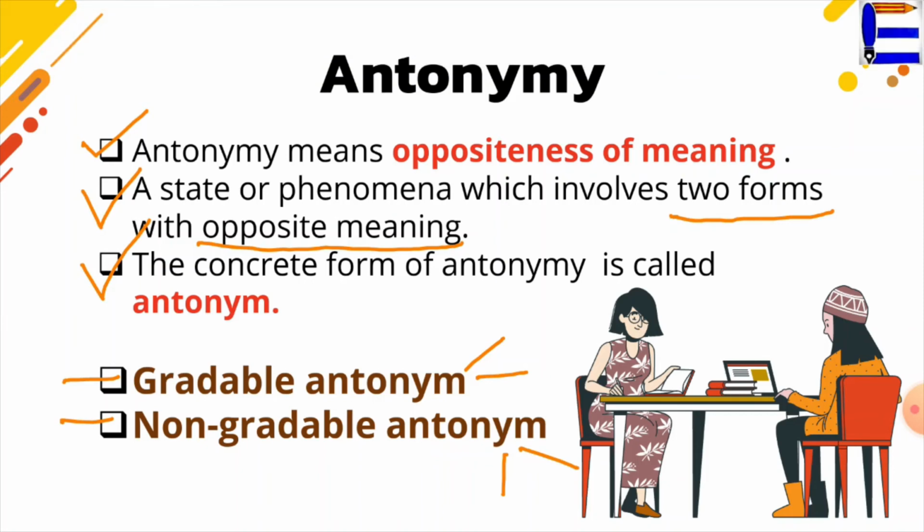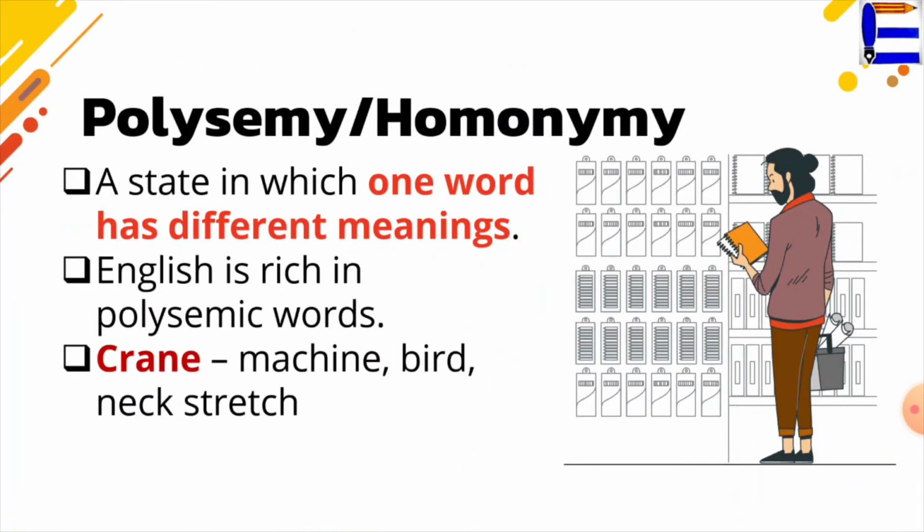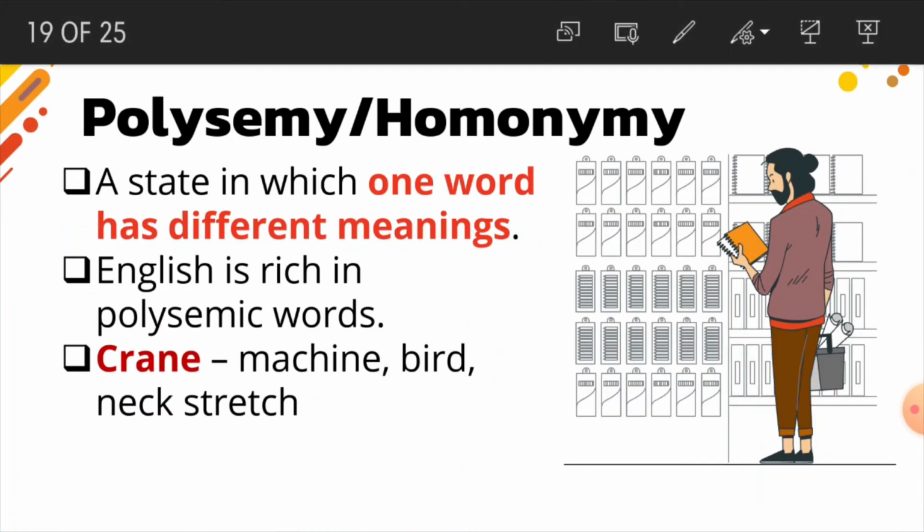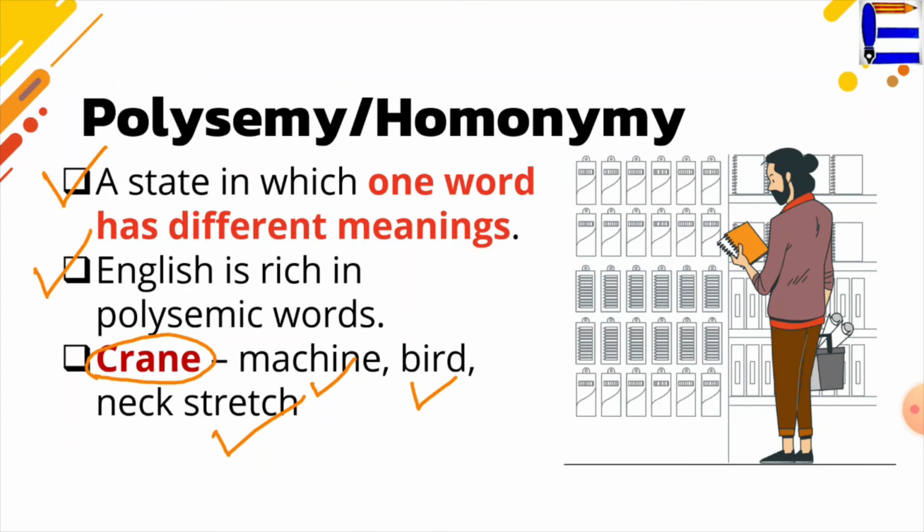Now we will move towards the next one, that is polysemy or homonymy. Polysemy and homonymy are very closely related, which is why I have tried to club them together. It is a state in which one word has different meanings. The word is only one, but there are many meanings of that word. Our English language is very rich in polysemic words. For example, the word crane has many meanings. Crane is a machine, crane is a bird also, and a kind of physical exercise, the neck stretch, is also called crane.